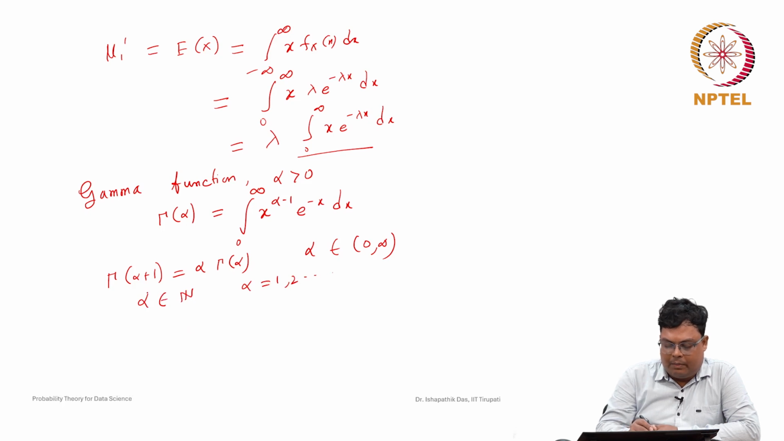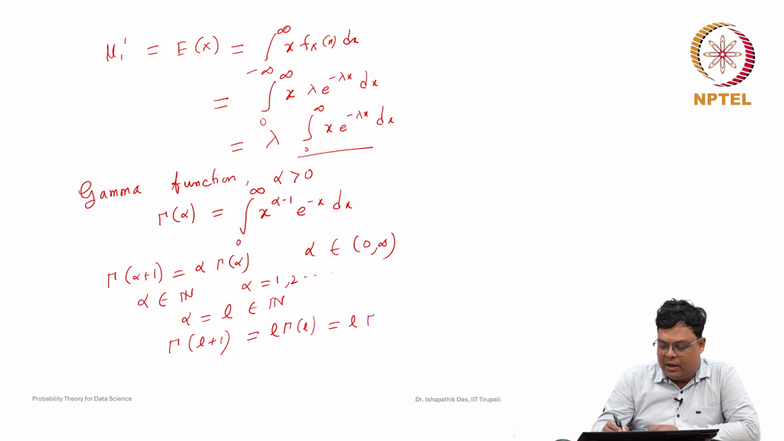So, by using this property we can say, suppose alpha is some integer. Let us take alpha equal to L, a natural number. Then what will be gamma of L plus 1? Gamma of L plus 1 will be L gamma L. Again, you use this, it is true for L also, so you can write gamma L as gamma of L minus 1 plus 1.